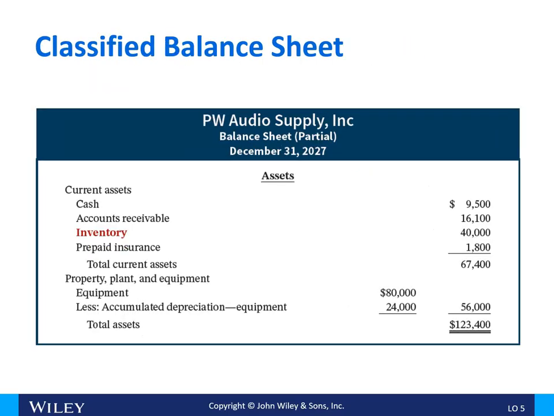Now we'll look at the balance sheet for PW Audio. We learned about the classified balance sheet in the previous chapter, and we're keeping with that same thinking and formatting. Inventory that we've dealt with in this chapter is a current asset. We expect it to be turned into cash within a year. So we're going to sell that inventory and collect the cash from our customers within a year. So it's a current asset, and it's typically shown below accounts receivable and before the prepaid accounts. So that's just the example of that classified balance sheet.